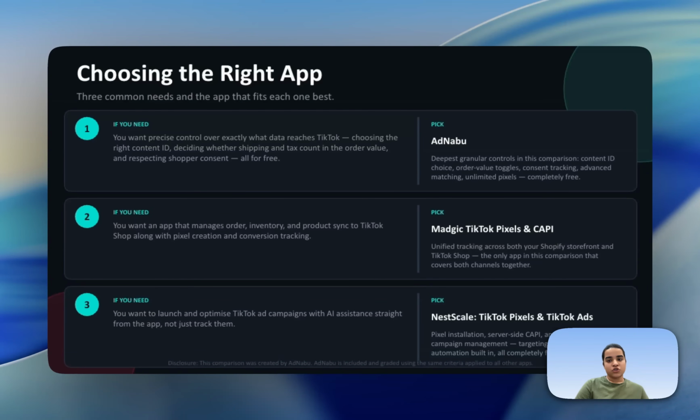If you're selling on TikTok Shop as well as on your Shopify store, Magic is the right call. Unified tracking across both channels from one app is not something that others offer. And if you want to go beyond tracking and actually manage your TikTok ad campaigns, AI powered targeting, bidding, the whole thing, Nest Scale is the only app in this comparison that lets you do that, and it is also completely free. For everyone else, if you want proven social proof, go Omega. If you want the simplest free option with solid server-side tracking, Parker or Lexus will serve you well.